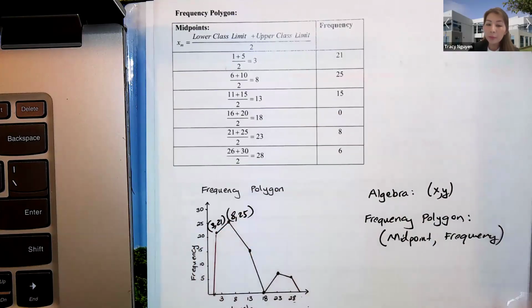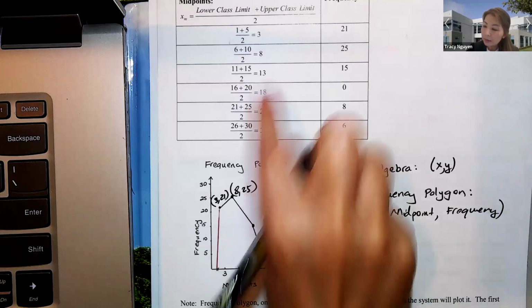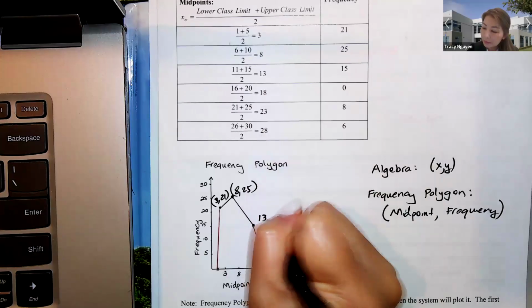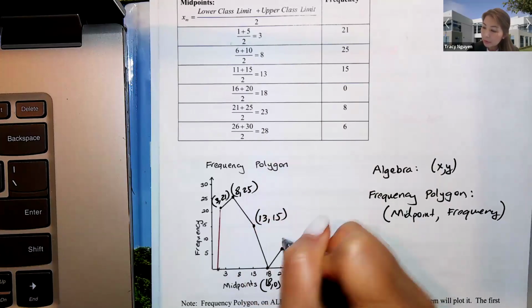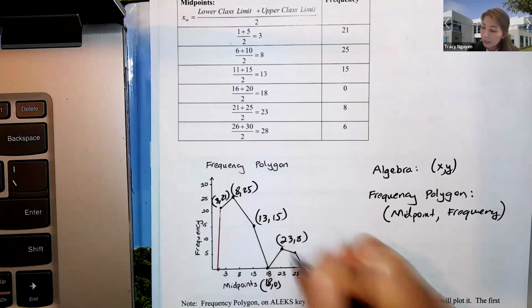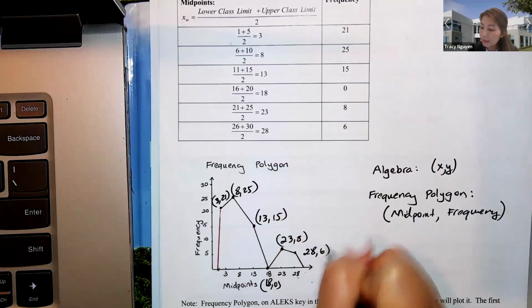What do we do with these points? We connect the dots, okay? We have 13, comma, 15. We have 18, comma, 0. 23, comma, 8, and 28, comma, 6.